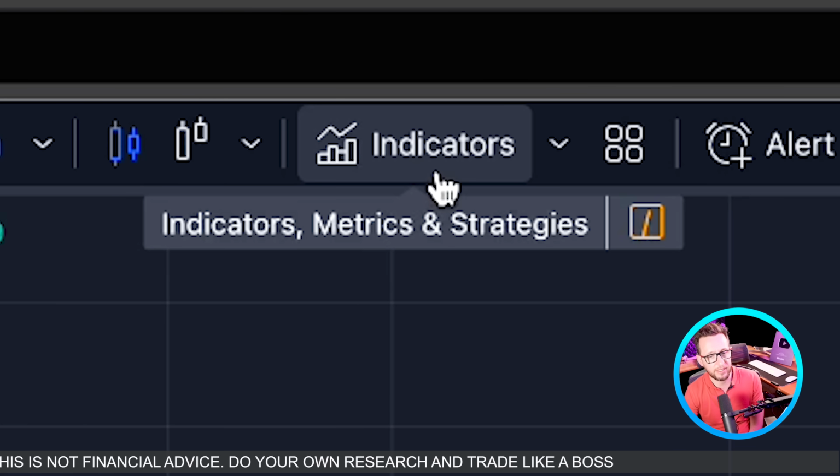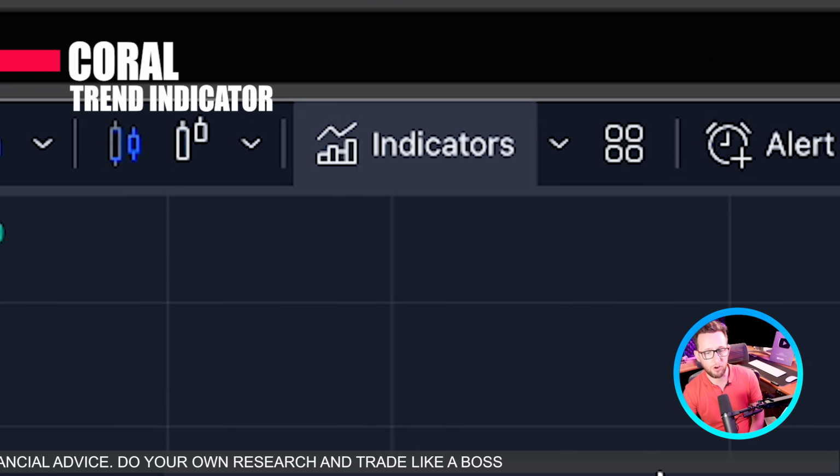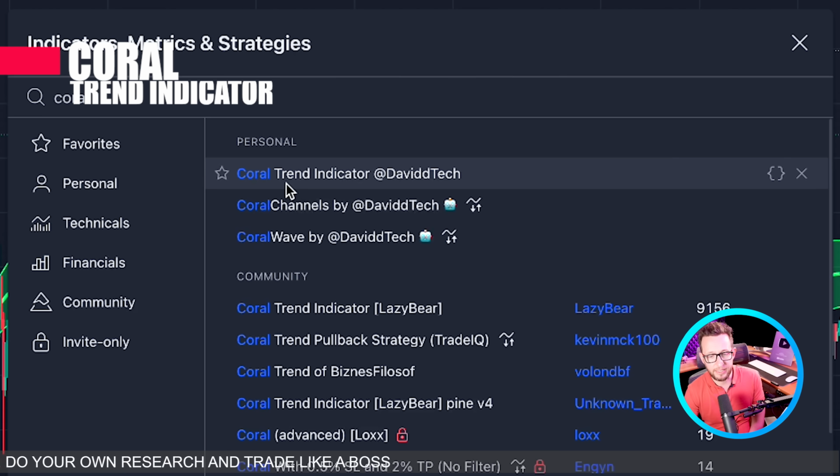Now let's add another indicator. We're going to be adding today the Coral indicator, the Coral trend indicator by David Tech.